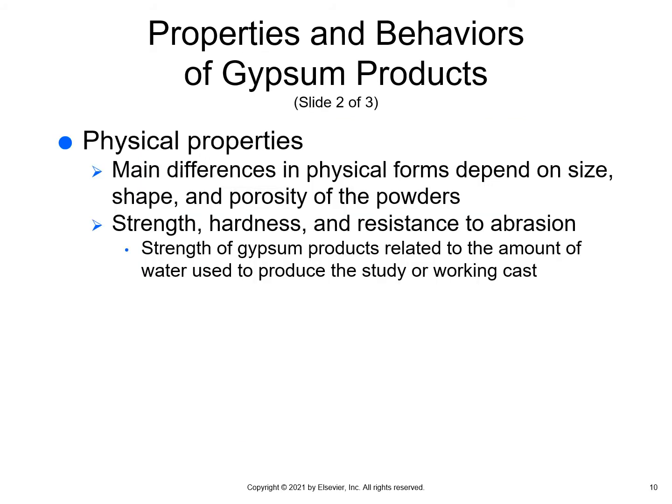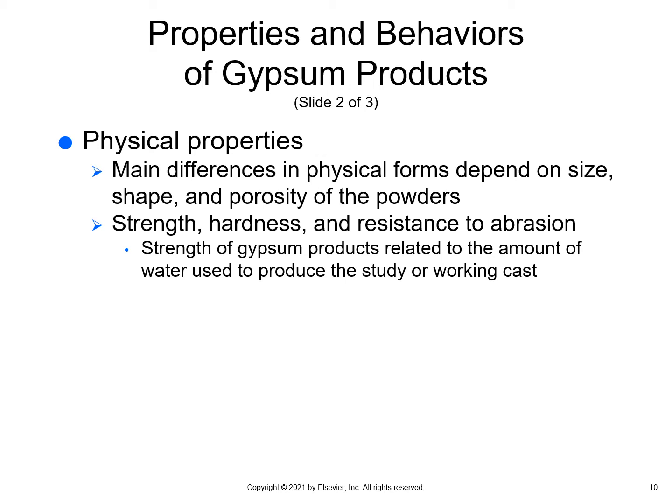So, physical properties. The main differences in physical form will depend on the size, shape, and porosity of the powders. Like we were saying in the last slide, it depends on how those powders are processed, whether they're under heat alone or under heat and pressure. And once that heat and pressure is increased even more, it makes that hemihydrate even stronger.